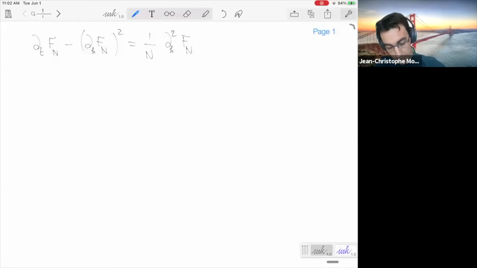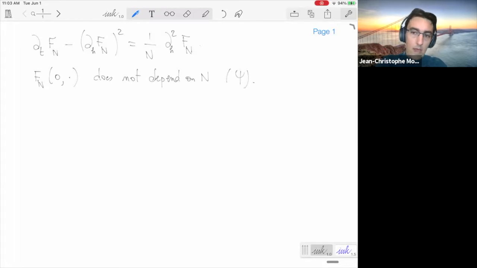Let me also add that we have observed that this function Fn at time 0 does not depend on n, and we denote it by psi. Let me add one more remark. You remember that the way we derived this identity was by observing that the derivative in h is the mean magnetization, and this thing is the average of the square of the mean magnetization. What I want to point out now is that both quantities are between -1 and 1, because these mean magnetizations are between -1 and 1, and if I square, this remains true.